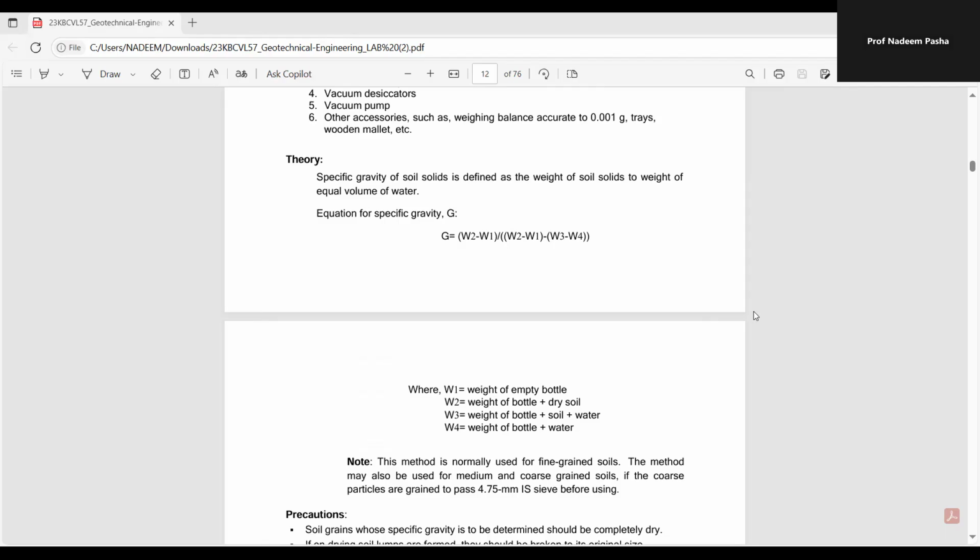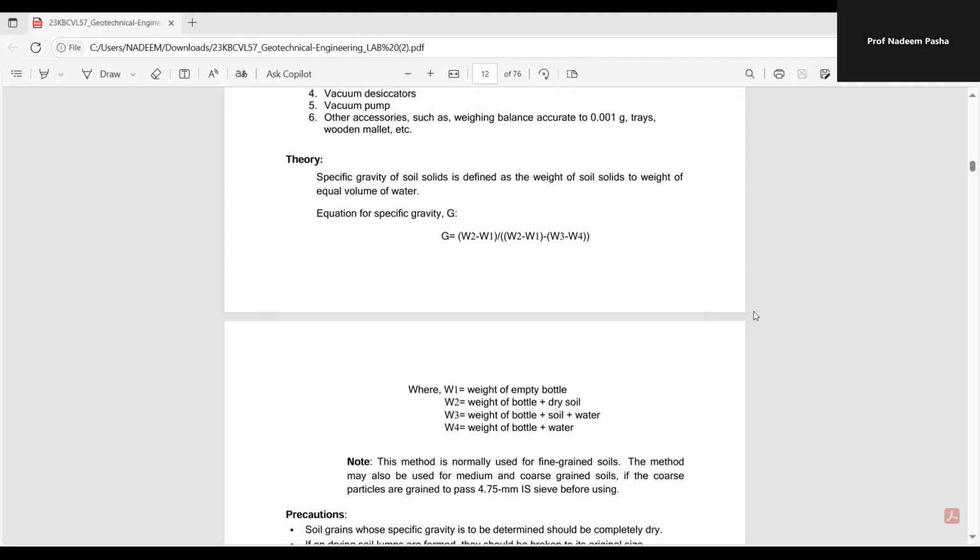W1 is the weight of the empty bottle. W2 is the weight of bottle plus dry soil. W3 is the weight of bottle plus soil plus water. W4 is the weight of bottle plus water. This method is normally used for fine grain soil. The method may also be used for medium and coarse grain soil if the coarse grains are passed through a 4.75 mm IS sieve before using.